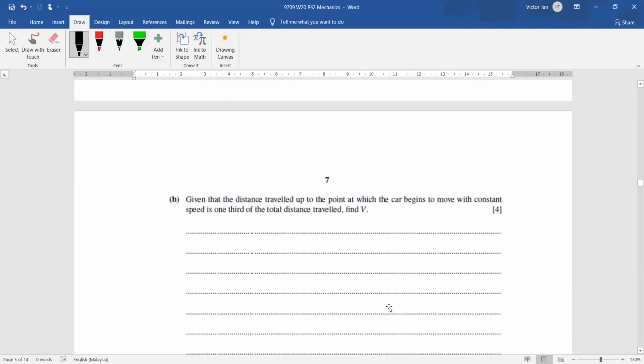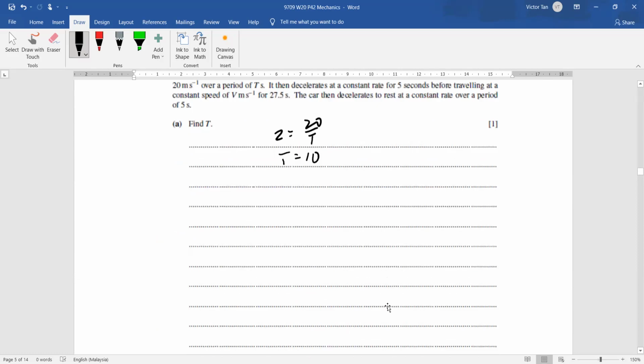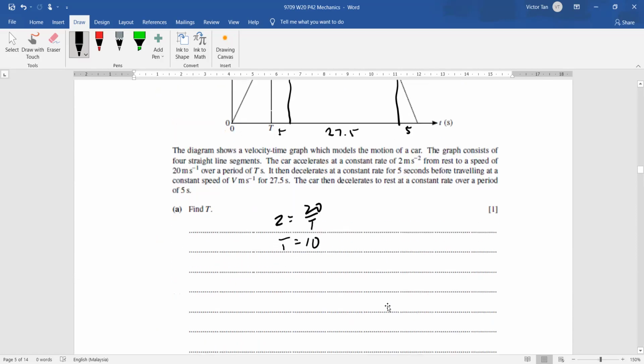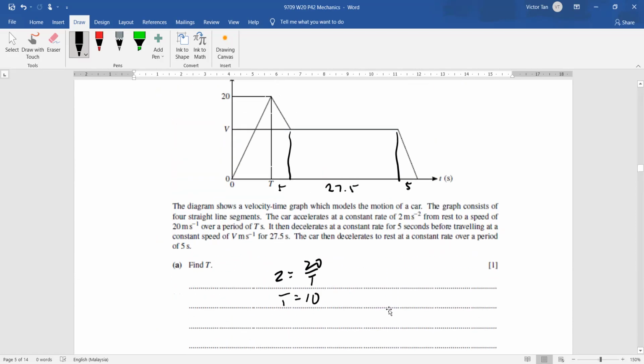Given that the distance traveled up to the point at which the car begins to move with constant speed is 1/3 of the total distance traveled, find v. So this here is 10, here 15, here is 42.5, here is 47.5.